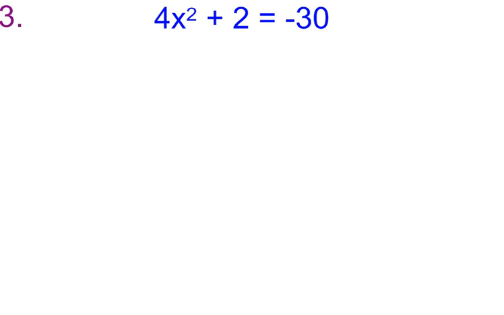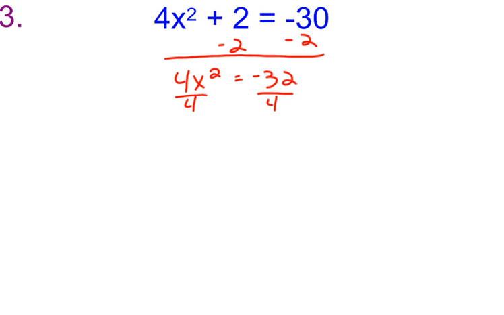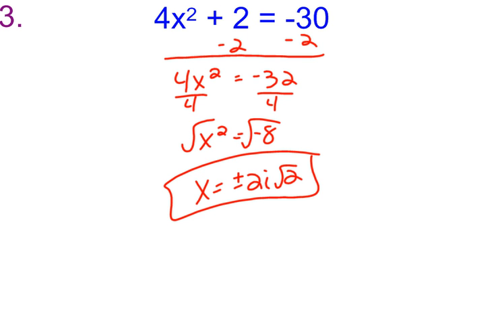Number 3, I'm going to let you guys try quick, and then I'll put the answer up there. For 3, I would subtract 2 from both sides. So I have 4x squared equals negative 32. Then I'll divide both sides by 4. So x squared equals negative 8. When I square root both sides, hopefully you got x to be plus or minus 2i root 2. I think these are kind of fun.